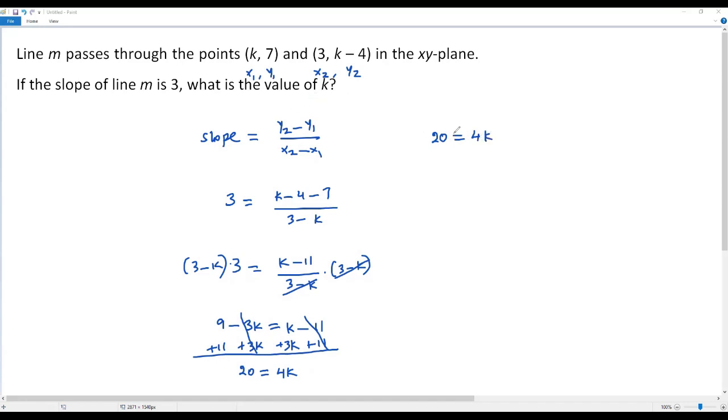Our aim is to get the value of k. Now to solve for k in this equation, we have to divide both sides by 4. Then this 4 will cancel out. 20 divided by 4 is 5. On the right side, we have k. Here I got the value of k, that is 5.